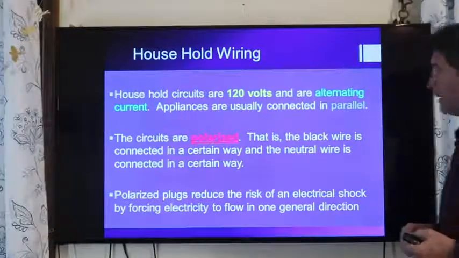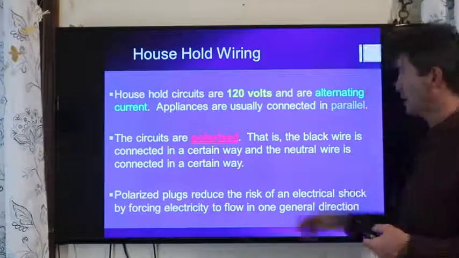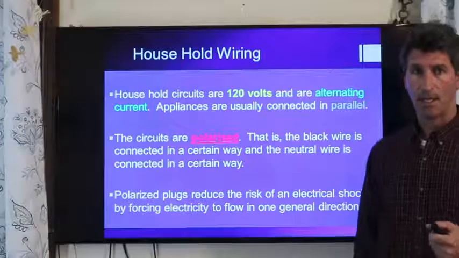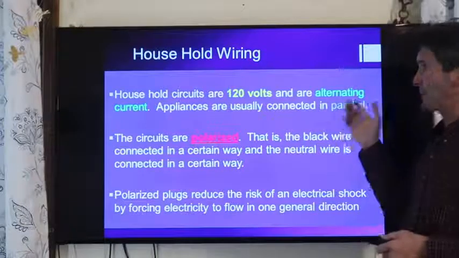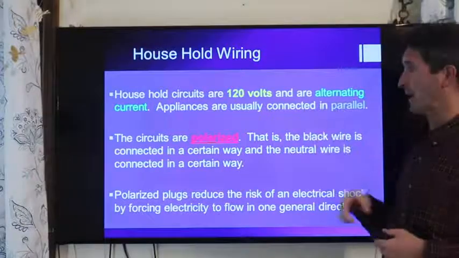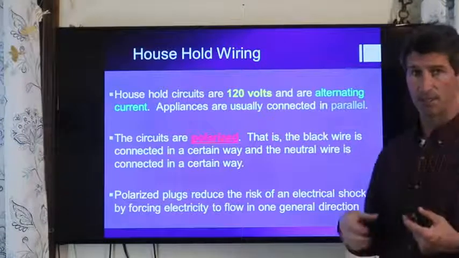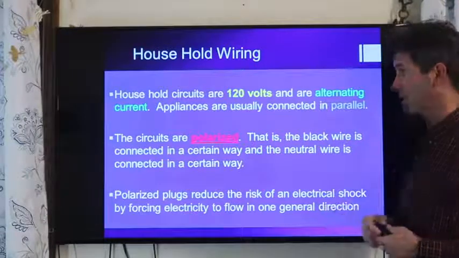Now, household wiring, most of the wiring we say is at 120 volts. Sometimes we say it's 110 volts. It's alternating current, so it oscillates back and forth over time at actually 60 cycles, or it oscillates at 60 hertz.